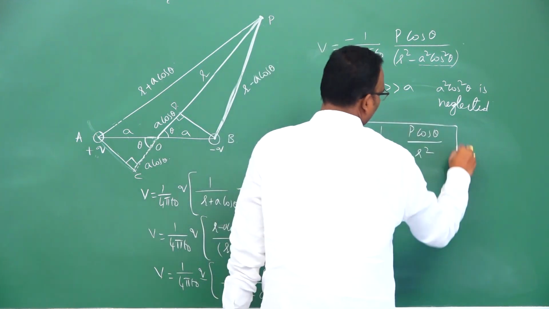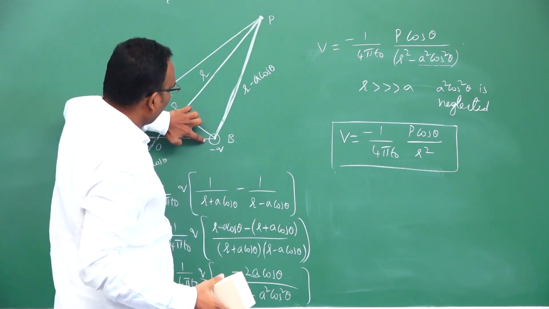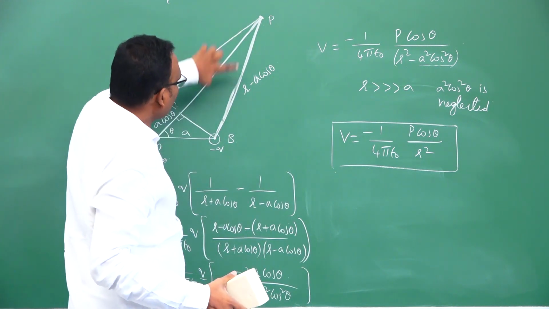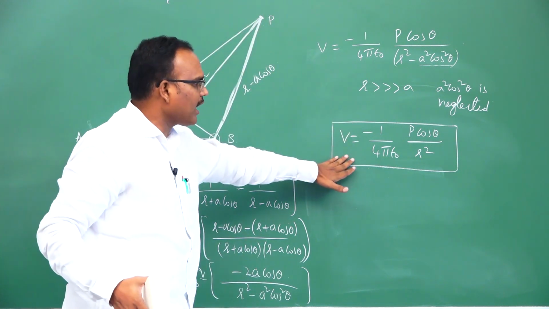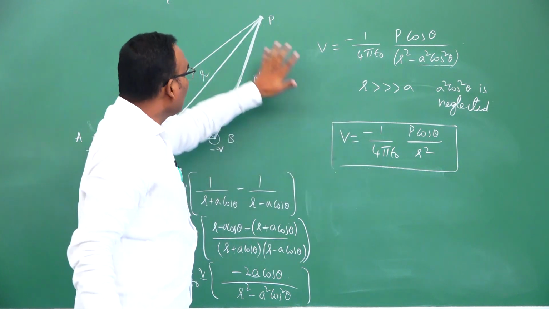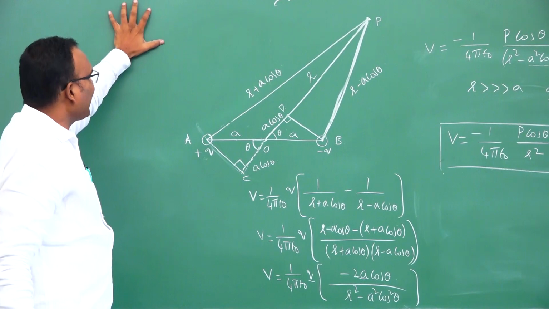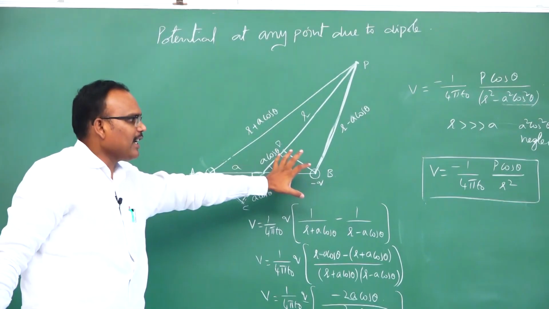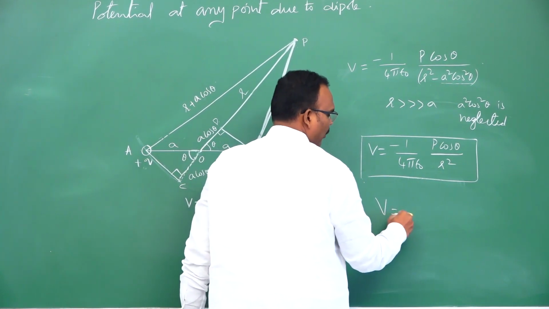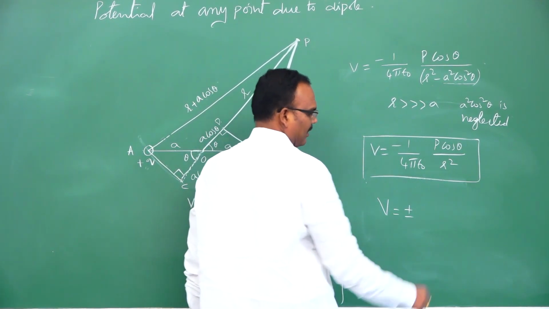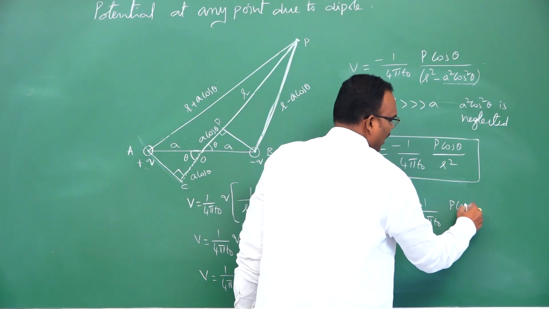See, this is important. Here the point P is close to negative charge. That's why negative charge potential dominates the positive charge potential. That's why we got here the answer is negative. If you take a point this side, positive charge potential dominates the negative charge potential, then you will get plus. That's why I'll write potential at any point is plus or minus 1 by 4 pi epsilon naught P cos theta by R square.